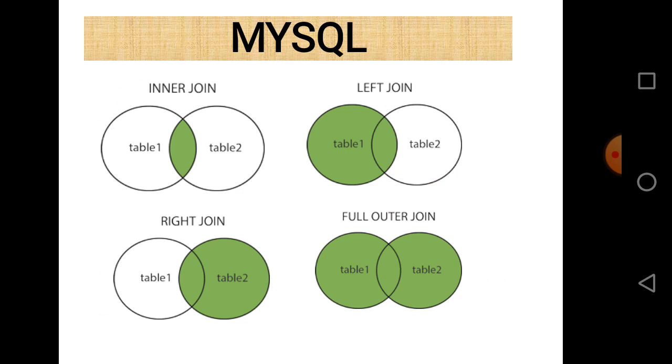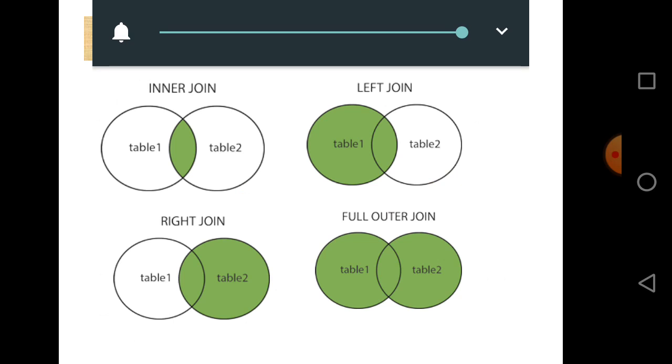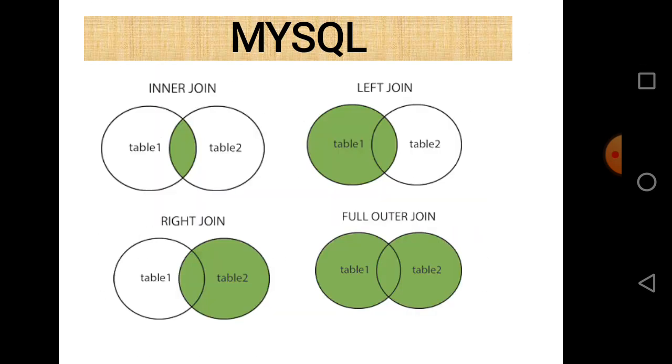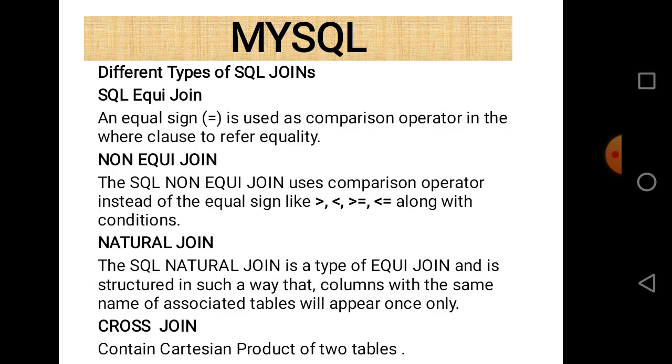And as far as outer join terminology is concerned, they work as their name suggests: left join, right join, and full outer join. Next, joining can be categorized into two different parts, inner and outer.